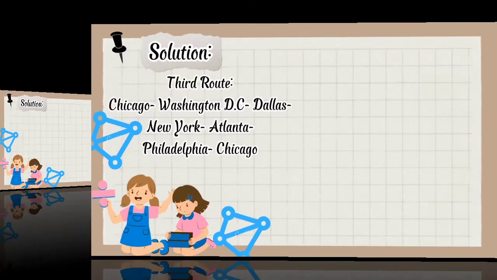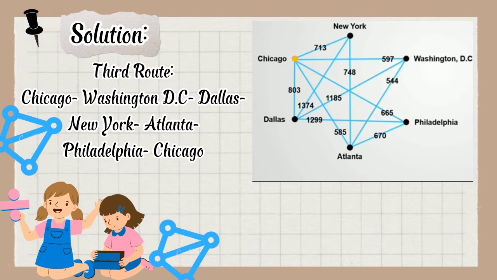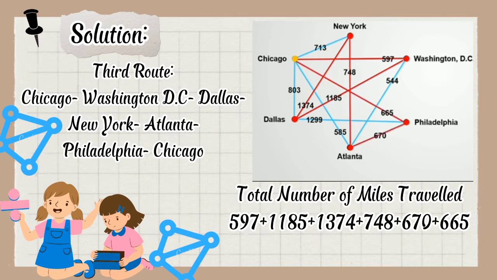Now for our third route in this graph, we could have this one. From Chicago, we will go to Washington DC, and then to Dallas, then to New York, and then to Atlanta, and then to Philadelphia, and then to Chicago. So with a similar procedure, we add the corresponding weights in each edge to get the total number of miles being traveled, and that is 5,239.